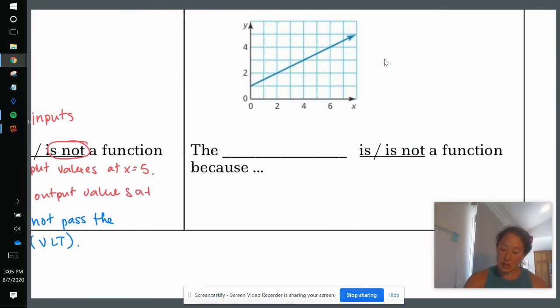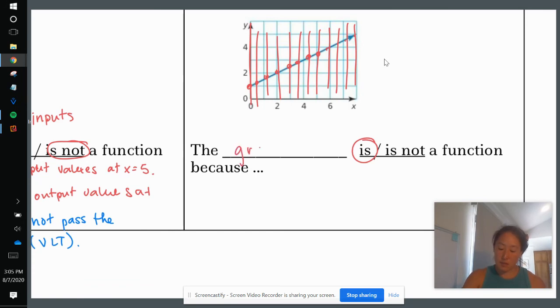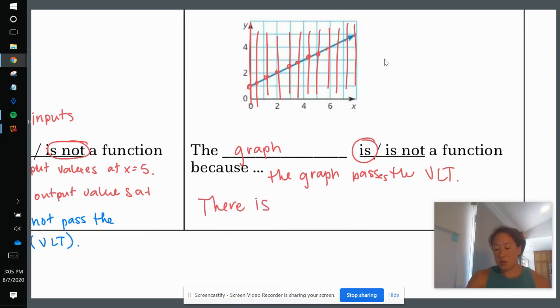All right, so let's apply the vertical line test here. I'm going to put a bunch of lines. Does this blue line cross more than one time on any of these vertical lines I'm making? It looks like it crosses once, once, once, once, and so on. Is there any place on this graph where it would cross more than once? No. So this graph is a function because the graph passes the vertical line test, meaning there is one output for each input.